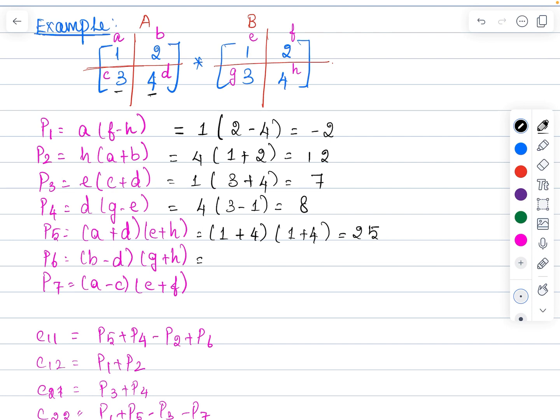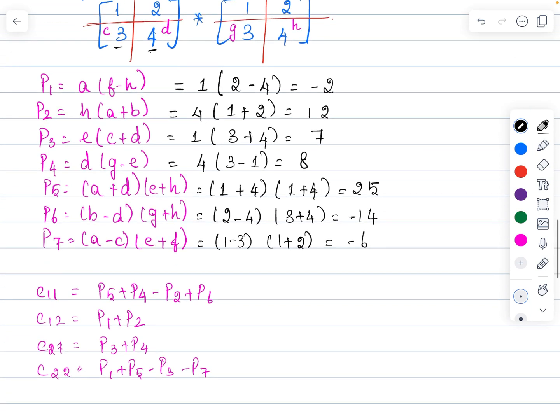And P6 formula is B minus D into G plus H. B minus D is 2 minus 4, G plus H is 3 plus 4. You would get minus 14 when you multiply it. And for P7, A minus C is 1 minus 3 and E plus F is 1 plus 2. So finally when you compute it, you would be getting the value minus 6.